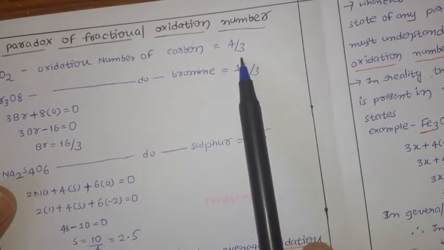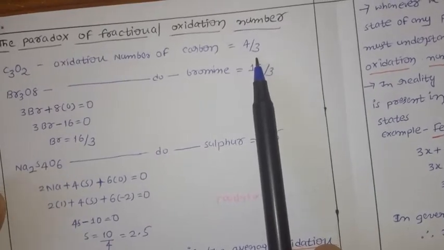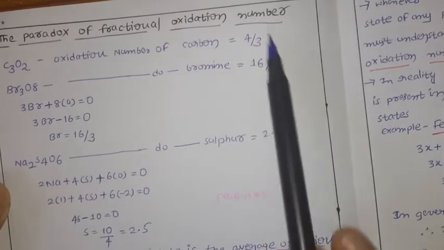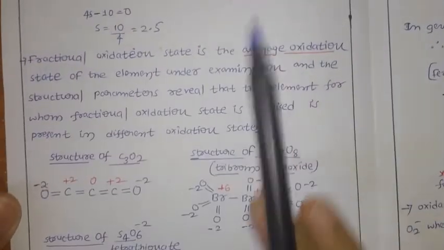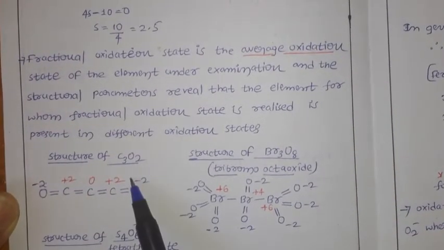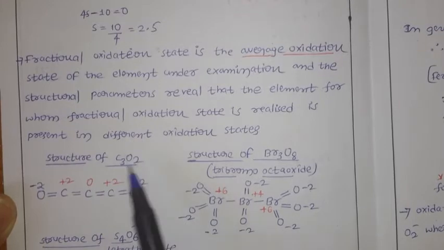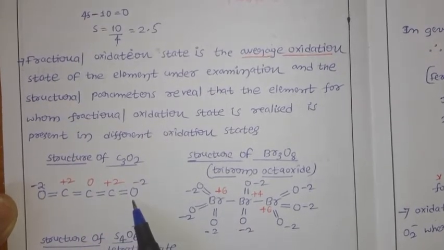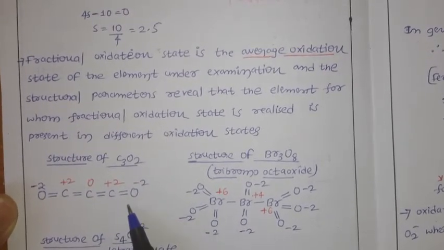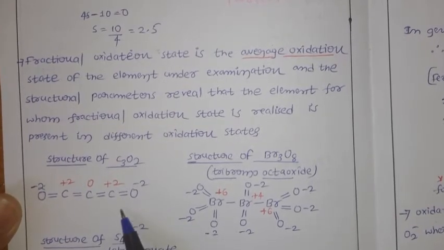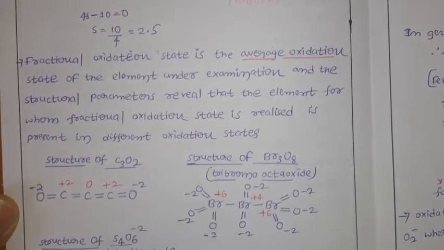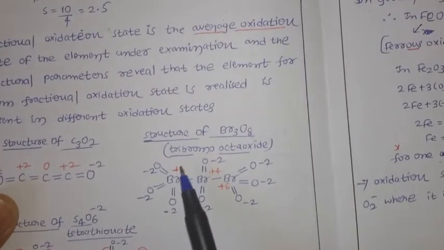Up to now we learned that we have 4/3, which is the average oxidation number. But if you look at the actual structure, from the structural parameters you can see each element has a different oxidation number. So once you get a fraction, it indicates the average oxidation number.